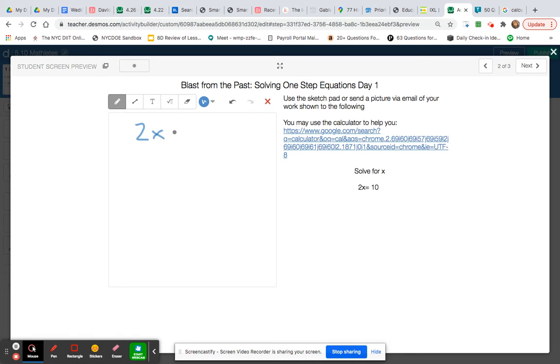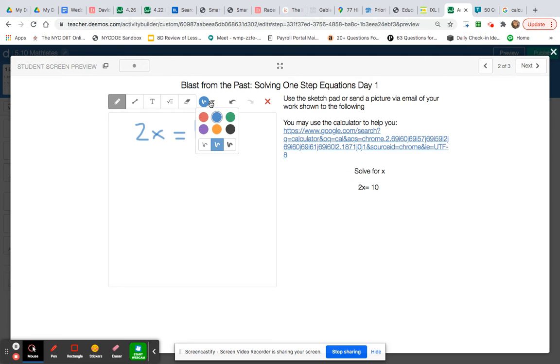Keep in mind, guys, when you're solving equations, when you're solving for a variable, in this case our variable is x, you are trying to isolate the variable or get the variable alone. So in order to do that, you have to undo all the operations in order to get to x by itself. In this case, we only have one step because there's only a 2 next to the x. There's no plus or minus anything after. So we know for a fact that this is going to be a one-step equation.